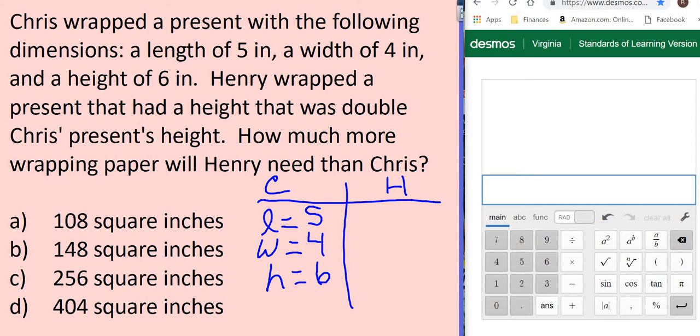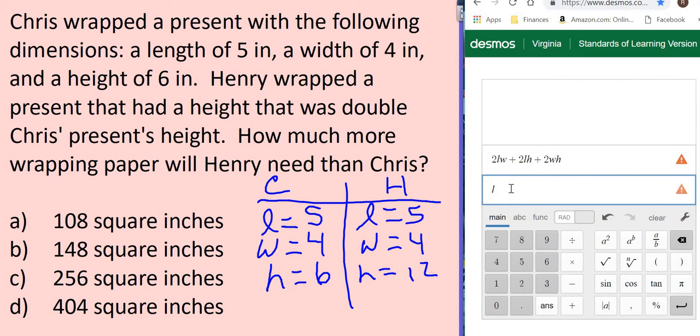So now let's talk about Henry. He doubled the height. So his height would have been 6 times 2 is 12. But everything else stayed the same. So his width was 4 and his length was 5. So what I'm going to do is put it in my calculator again. This is surface area because we're talking about wrapping paper. So 2LW plus 2LH plus 2WH. And again, I'm reading that straight off my formula sheet because I do not want to make a mistake.